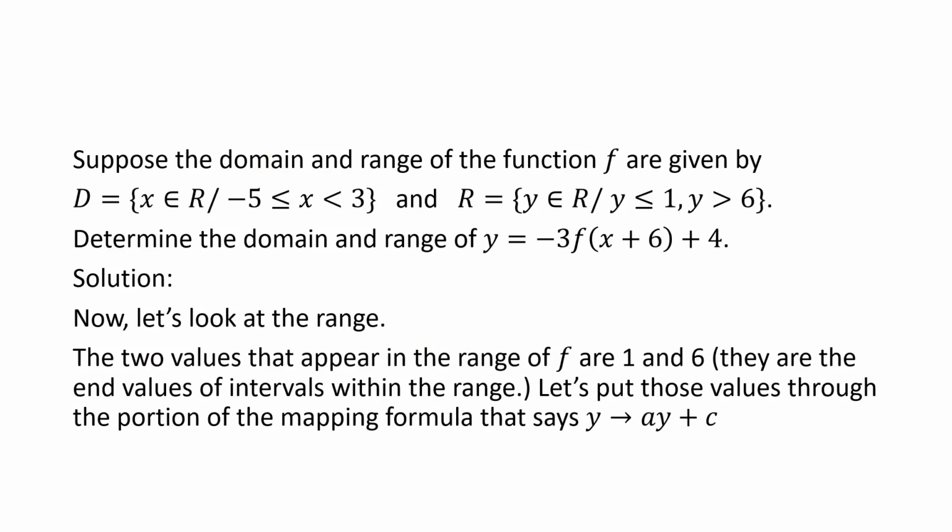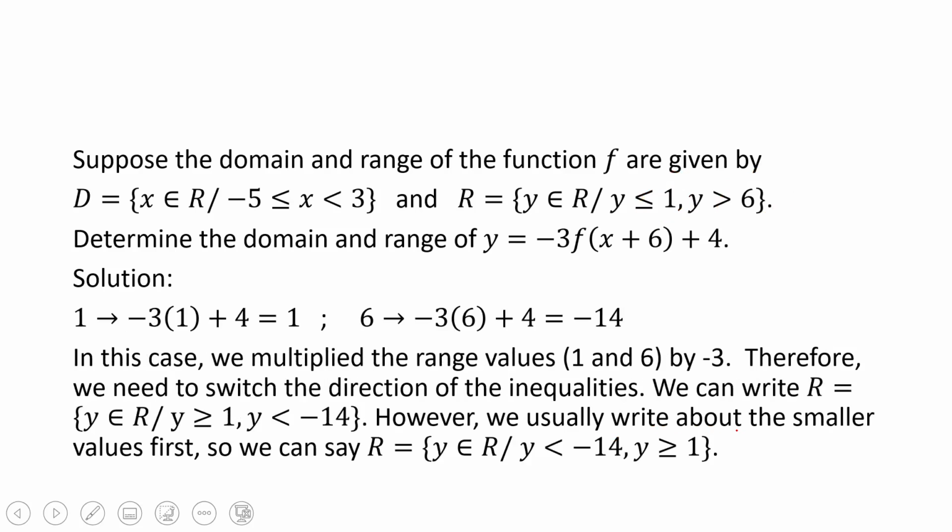Now, finally, we're going to do some changing of inequality operators right here. The two values that we see in the range when we write it out in set notation form are 1 and 6. We're going to put those through the portion of the mapping formula that says y maps onto ay plus c. So 1 maps onto -3 times 1 plus 4, which actually is 1. So interestingly enough, 1 maps onto 1. 6 maps onto -3 times 6 plus 4, which is -14.